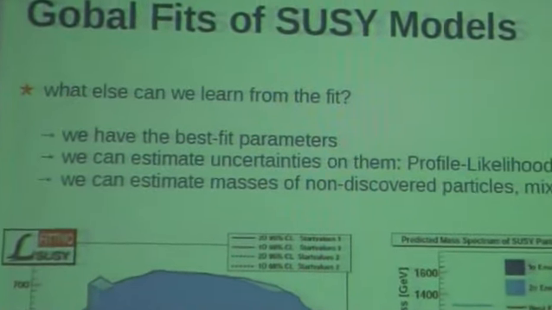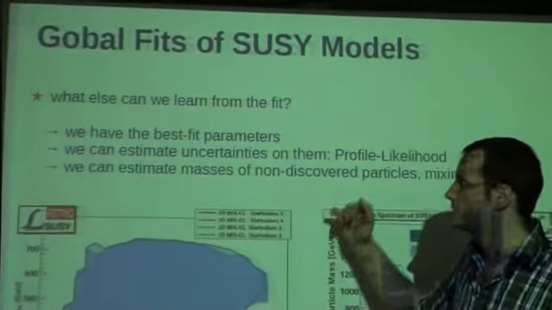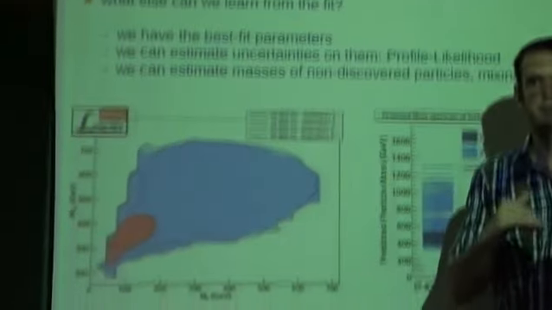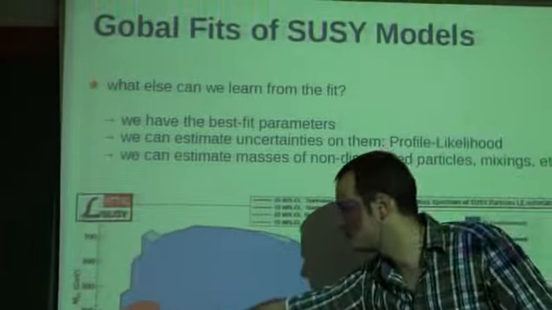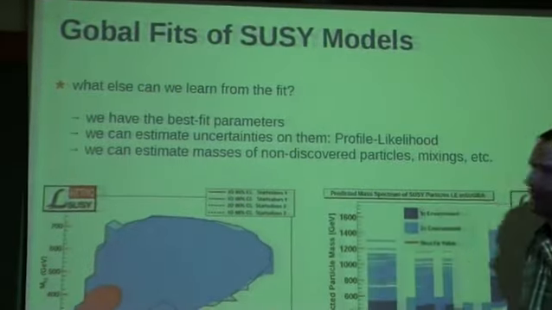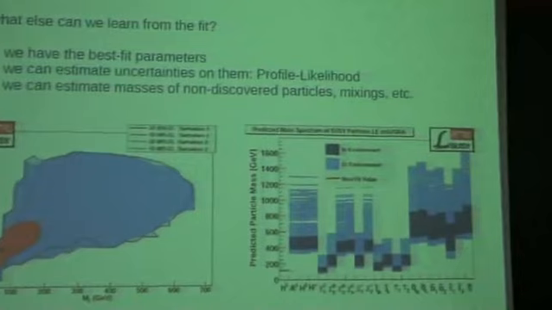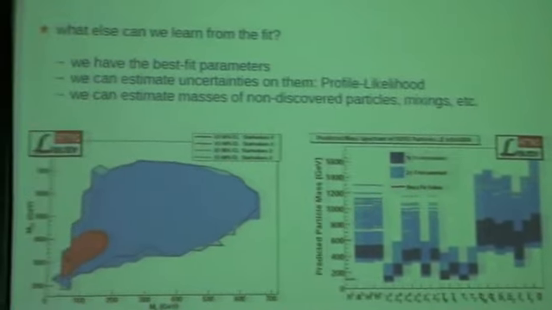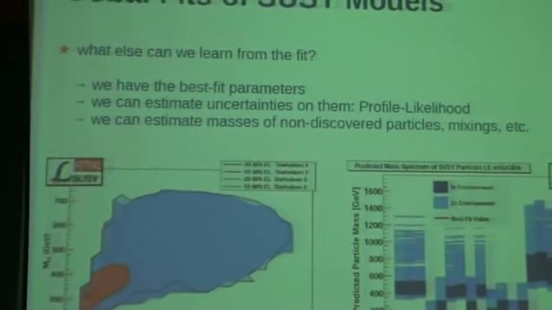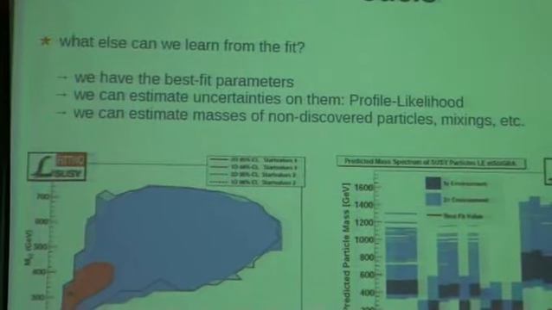So we do have the best fit parameters, but as I said, we also have a very good sampling around the best fit parameters. So we can also evaluate the area of the parameter space that is still in good agreement, though not quite as good as the best fit point. And from this area, we can derive mass spectra like this.